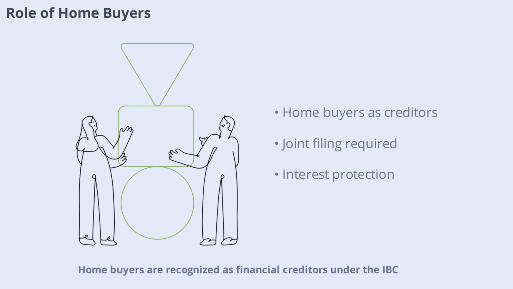Home buyers are recognized as financial creditors under the IBC. Applications must be filed jointly by at least 100 allottees or 10% of the total in the same real estate project. This provision ensures that home buyers have a voice in the CIRP and can protect their interests in insolvency proceedings.